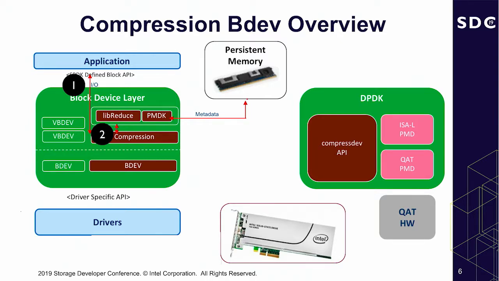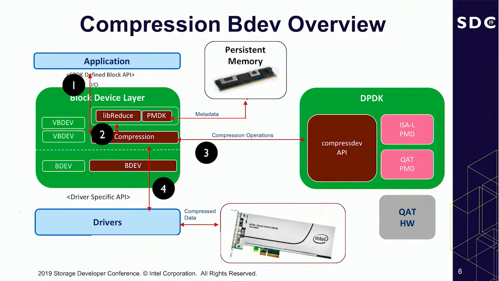And then it gets a little bit complicated, so the slide isn't completely accurate for what the code does. But then libreduce is going to call back into the compression VBDEV module with some function pointers that we set at initialization time and say, okay, here's the data that you need to compress or decompress. And then the compression VBDEV module does the compression operation and actually gets back to libreduce and says, okay, now this is done.